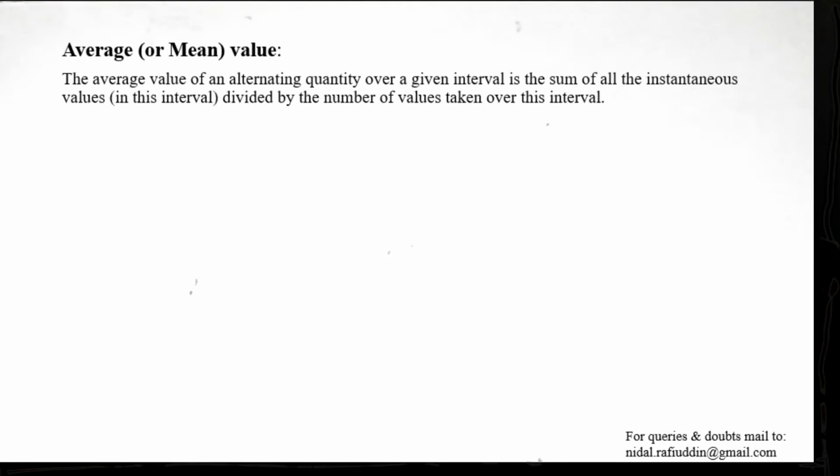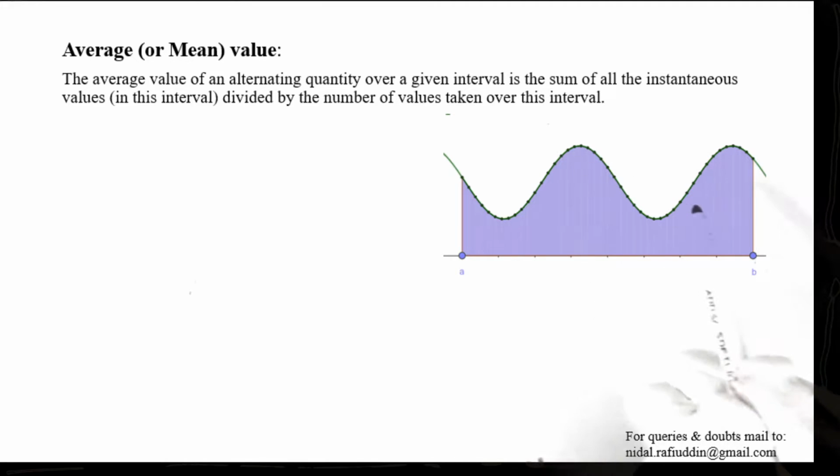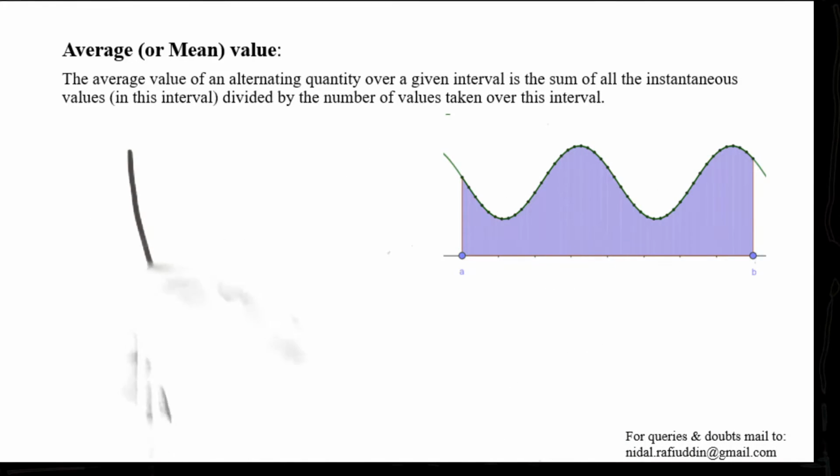And likewise, we talk about the average or mean value. So the average value of an alternating quantity over a given interval is the sum of all the instantaneous values in this interval divided by the number of values taken over this interval. So what does that mean? Suppose that we are given a curve as shown here. This also represents sine wave, but the definition applies to any curve. So it may be a curve that looks something like this.